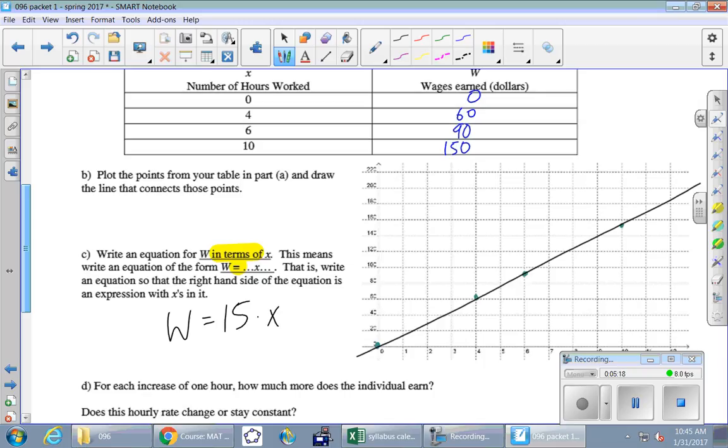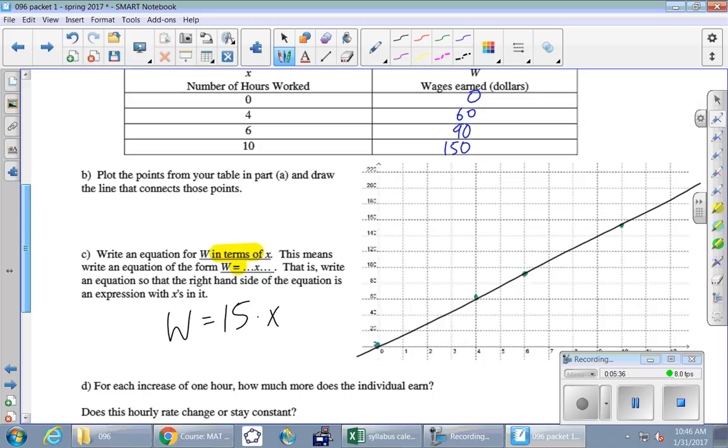15X, okay? That's it. Okay, part D. For each increase of 1 hour, how much more does the individual earn? $15, right? Every time you increase by an hour, you earn $15 more.